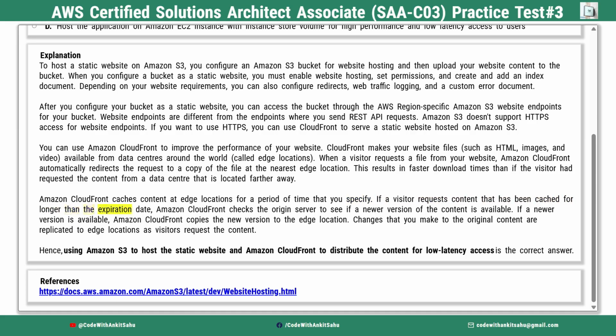If a visitor requests content that has been cached for longer than the expiration date, Amazon CloudFront checks the origin server to see if a newer version of the content is available. If a newer version is available, Amazon CloudFront copies the new version to the edge location. Changes that you make to the original content are replicated to edge locations as visitors request the content. Hence, using Amazon S3 to host the static website and Amazon CloudFront to distribute the content for low latency access is the correct answer. References.